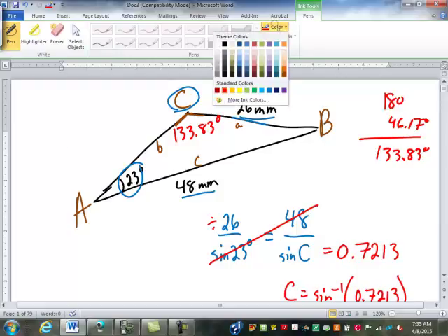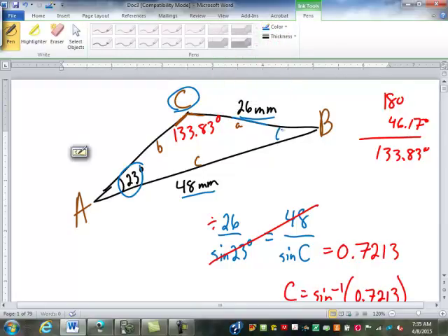Now to find B over here, it's 180 minus the 133.83 minus the 23, which is going to give us 23.17 degrees. Now that we have all the angles and two of the sides, we can find the third side over here, side little b, still using our law of sines.